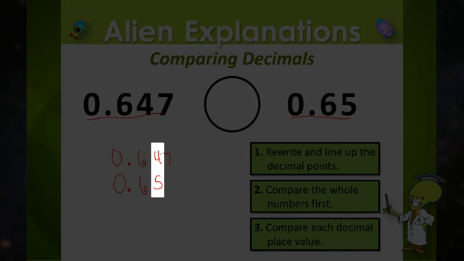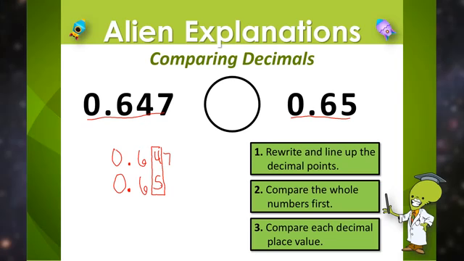Well, everything is equal up until this point right here. So because 5 is larger than 4, it doesn't matter about this 7 over here. It doesn't matter at all. But because 5 hundredths is more than 4 hundredths, that makes 65 hundredths larger than 647 thousandths.